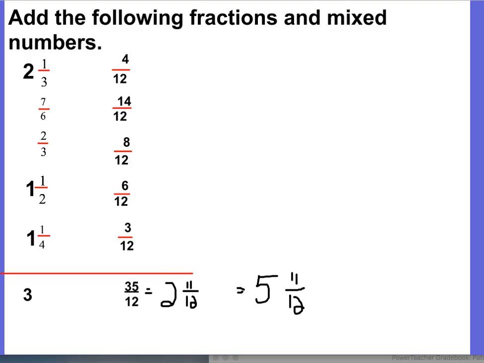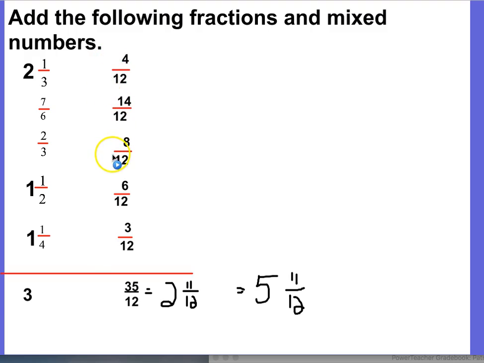Okay? And 4 times 3 is 12. 1 times 3 is 3. 2 times 6 is 12. 1 times 6 is 6. 3 times 4 is 12. 4 times 2 is 8. 6 times 2 is 12. 7 times 2 is 14. 3 times 4 is 12. 1 times 4 is 4.